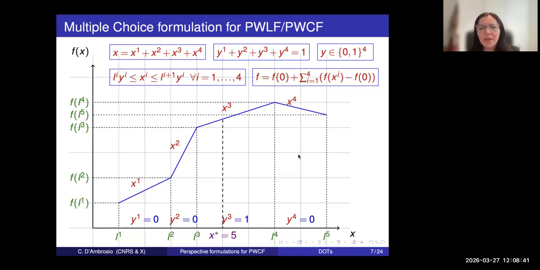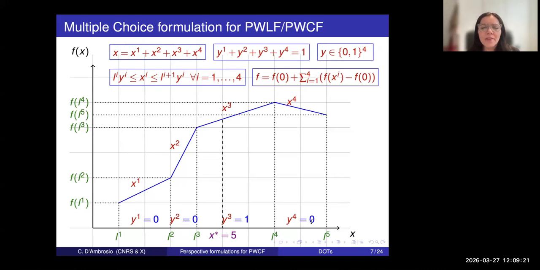Suppose, for example, that in a solution x, an optimal solution or a feasible solution, whatever, x takes the value 5 here. Then it means that it falls into the 3rd segment. So the corresponding values of the variables will be y1 equal to 0, y2 equal to 0, y3 equal to 1, because the value of x lies between L3 and L4, and y4 equal to 0.